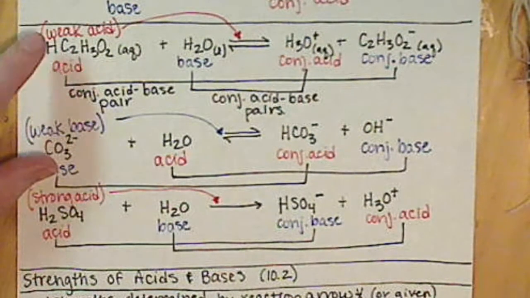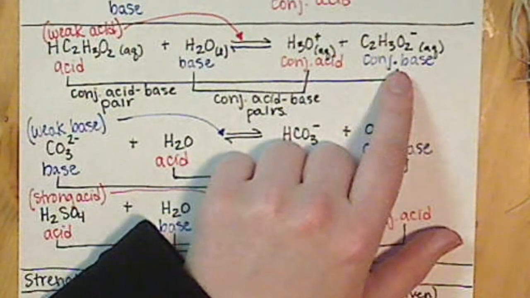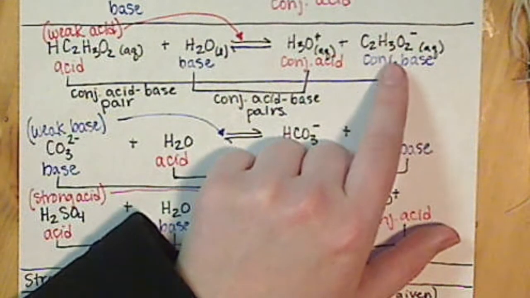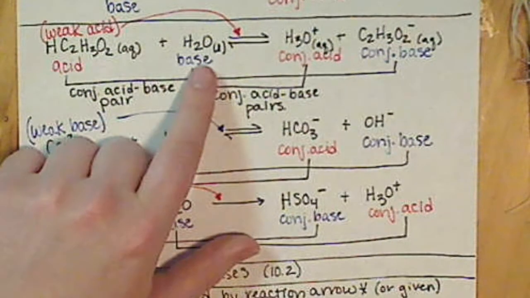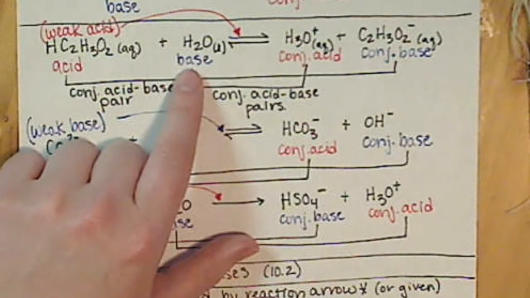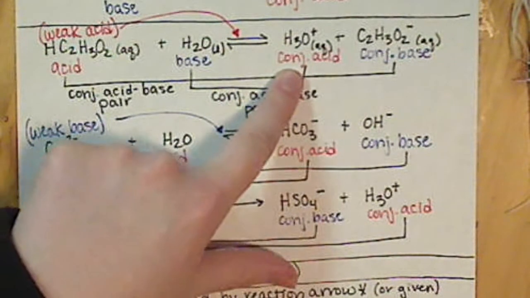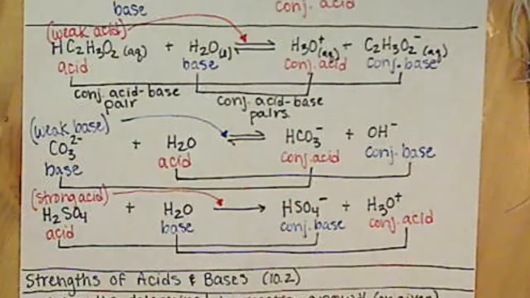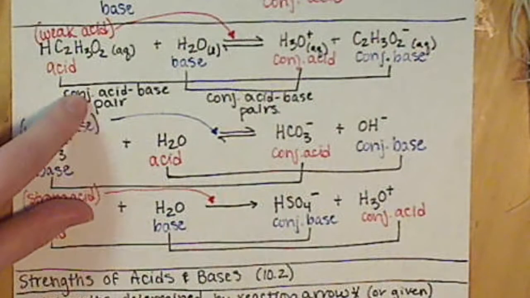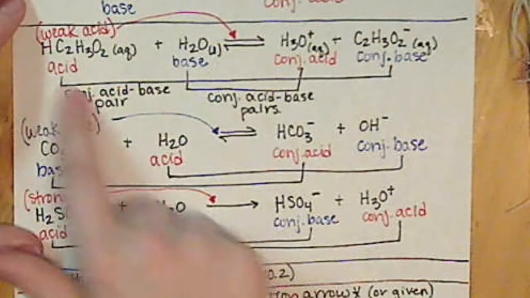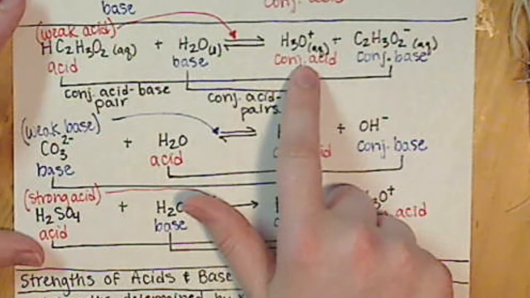So acetic acid is going to donate or give up this proton. When it gives up the proton, it forms the conjugate base of C2H3O2 minus. Water, which is present in this equation, is our base. It's going to accept that proton, and when it accepts the proton, it forms H3O plus, our conjugate acid. In acid-base chemical equations, we're going to have two conjugate acid-base pairs. We're going to have our acid with our conjugate base, and our base with our conjugate acid.